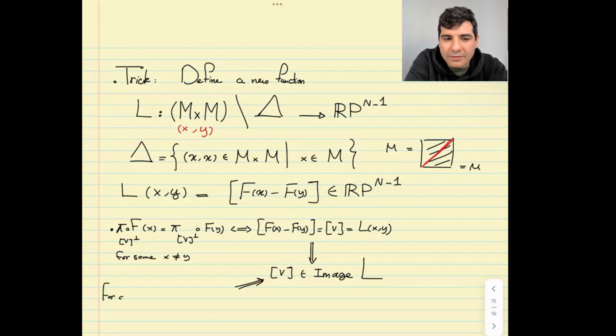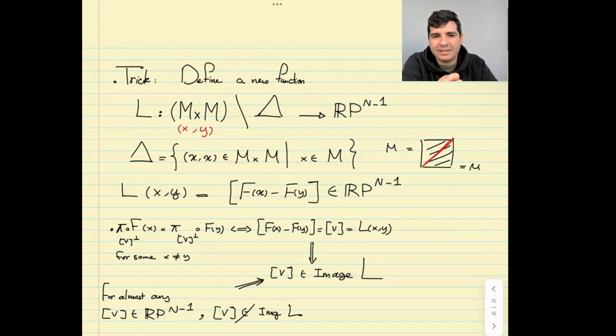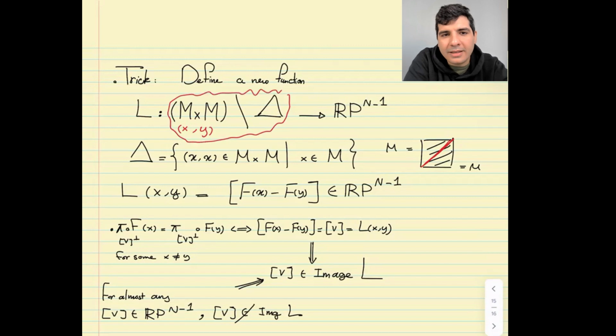But the point is that for almost any choice of V, the class of V would not be in the image. For almost every choice of the class of V in RPn minus 1, the class of V would not be in the image. Why is that? If I prove this, this implies for almost any choice of V, we do not have this equality. Why is that? Look at the map L.